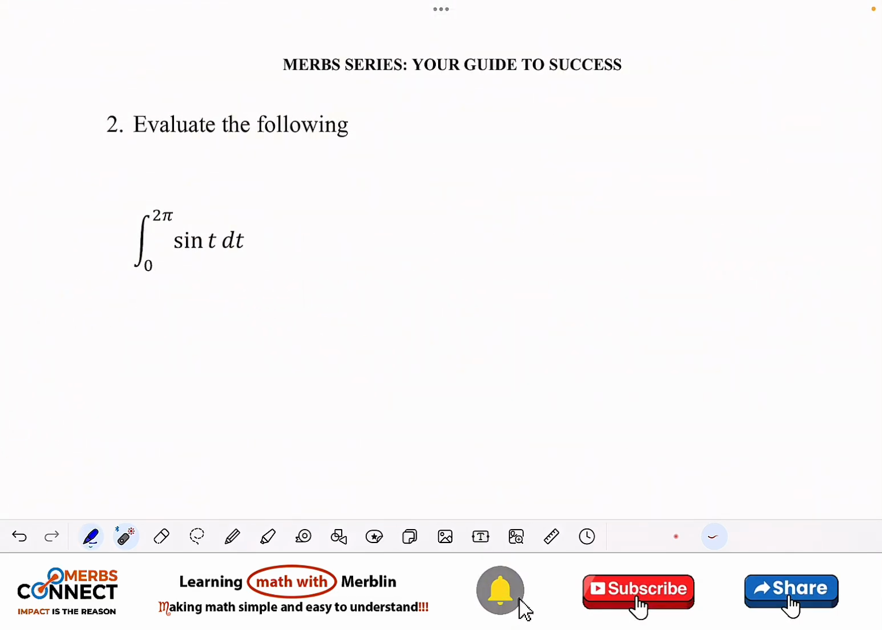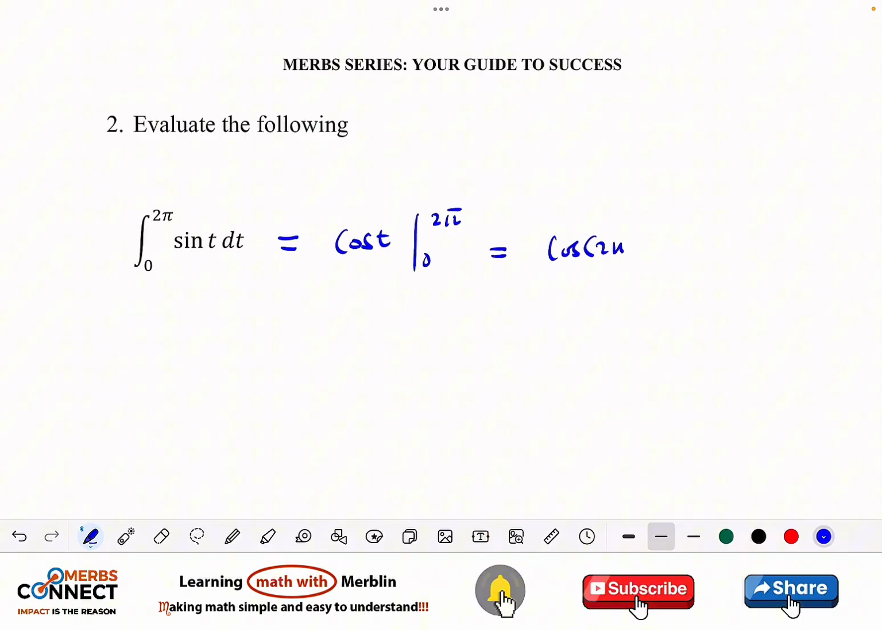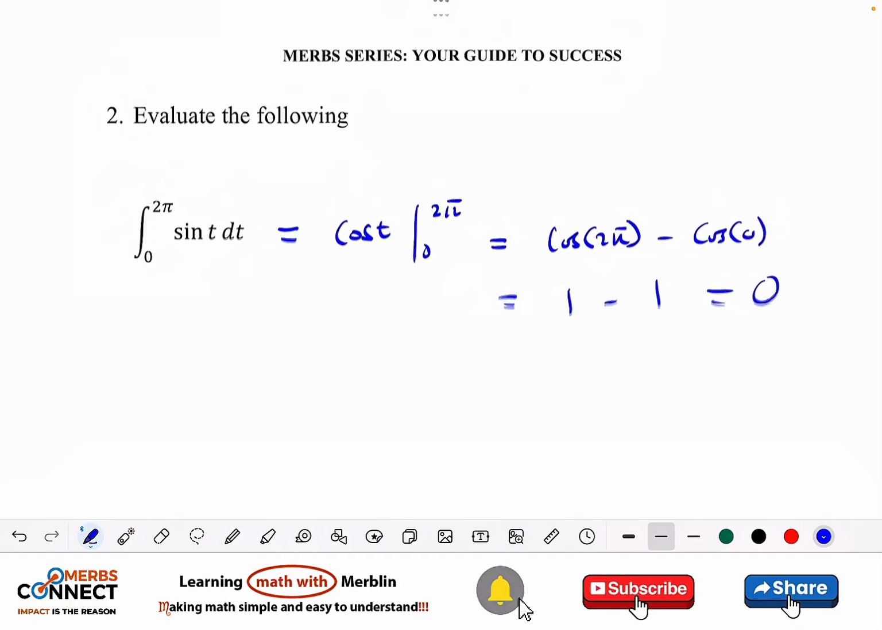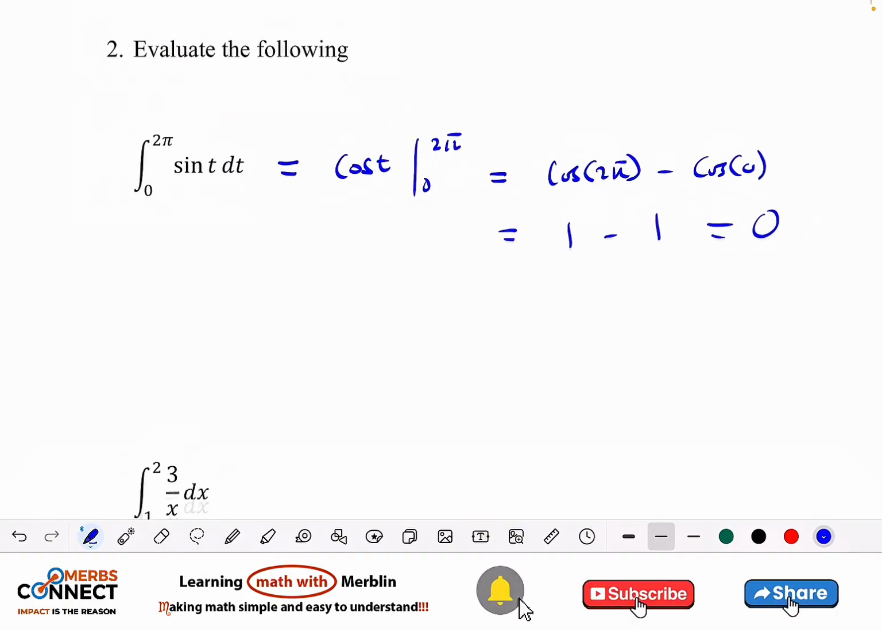Let's look at example 2. So we are just going to do some integration here. When I integrate sine, I get cos. So this is going to be cos t, from 0 to 2 pi, and then I plug in 2 pi, so cos 2 pi minus cos 0. What is cos 2 pi? Cos 2 pi is going to give us 1, right? Minus 1, and this is going to give us 0. So cos 2 pi is 1, and then cos 0 is also 1. So we are going to get 0 from there.